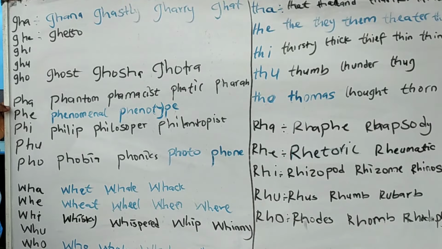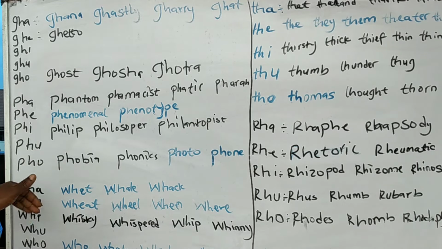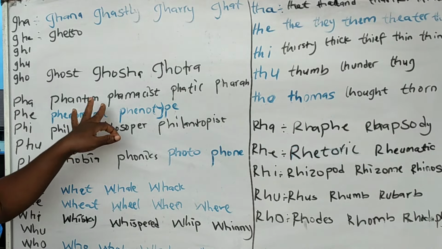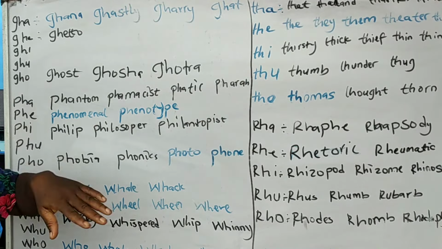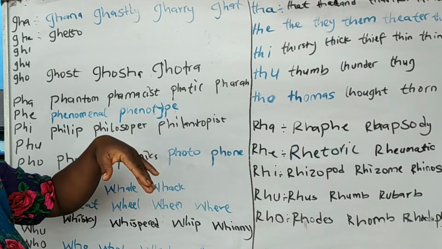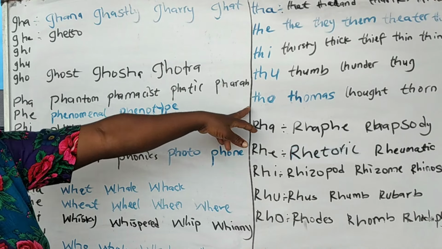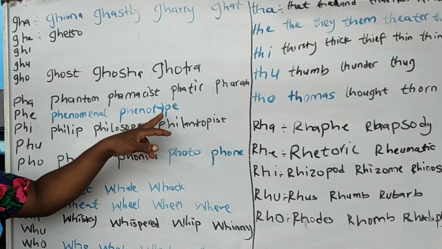Okay, I have fa, fe, fi, fu, fo. Okay, fa, fe, fi, fu, fo. All right, so right here you see ph sounding like f. Okay, so let's see the words following them. We have phantom, pharmacist, fatigue, pharaoh. Okay, phantom, pharmacist, fatigue, pharaoh. And we have the phenomenal, phenotype.